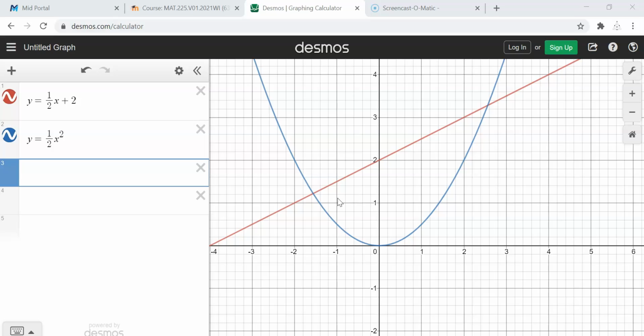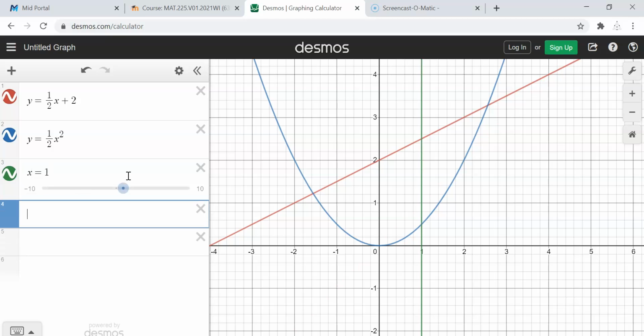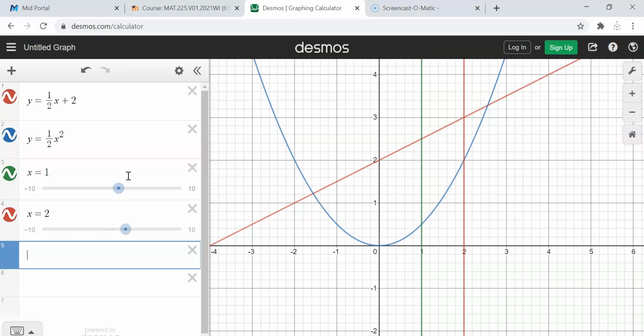So what I've done is I've graphed out just two equations. Here we have y equals 1/2 x plus 2. That's the line created in red. And y equals 1/2 x squared. We can see that in certain regions the line is above, and in certain regions the parabola is above. So we need to specify from what x value to what other x value we're looking at. So for me, I'm just going to take between the x values of 1 and 2.